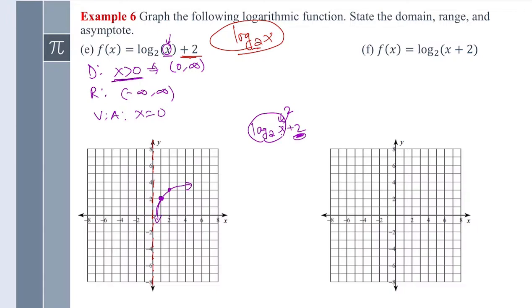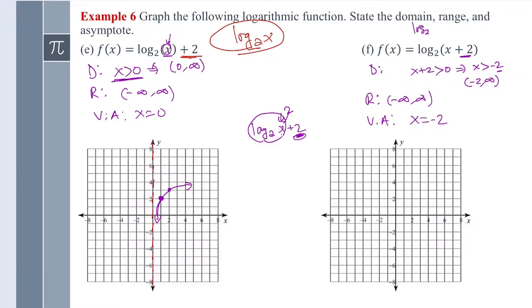Now this one is the graph of log base 2 shifted to the left 2 units. First, let's go ahead and find the domain. The domain is x plus 2 greater than 0, which when we solve it gives x greater than negative 2, or in interval notation, negative 2 to infinity. Range, all real numbers, nothing changes. Then the vertical asymptote is x equals negative 2.